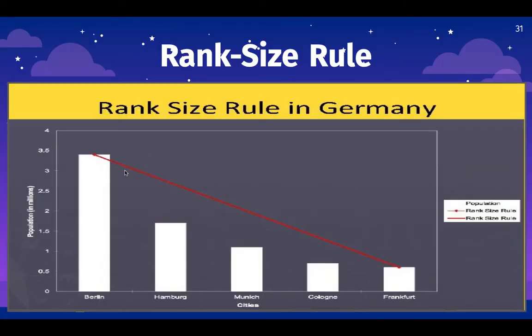The largest city in Germany is Berlin, with about 3.5 million people. The second largest city is Hamburg, and as you can see from this diagram, Hamburg's population is about one half of Berlin's. Munich is the third largest city, and its population is about 1/3 of Berlin's. Cologne's is about 1/4. Frankfurt's is about 1/5. So the rank size rule actually does hold water in Germany.